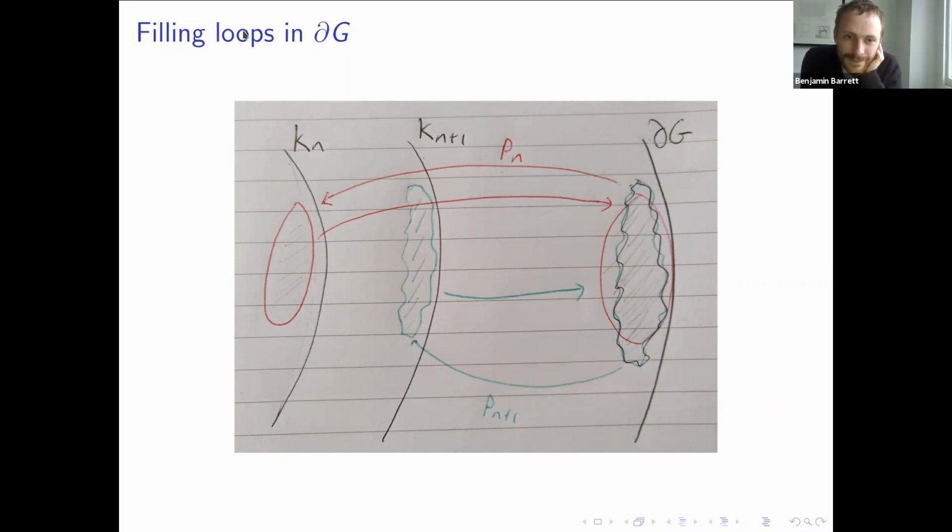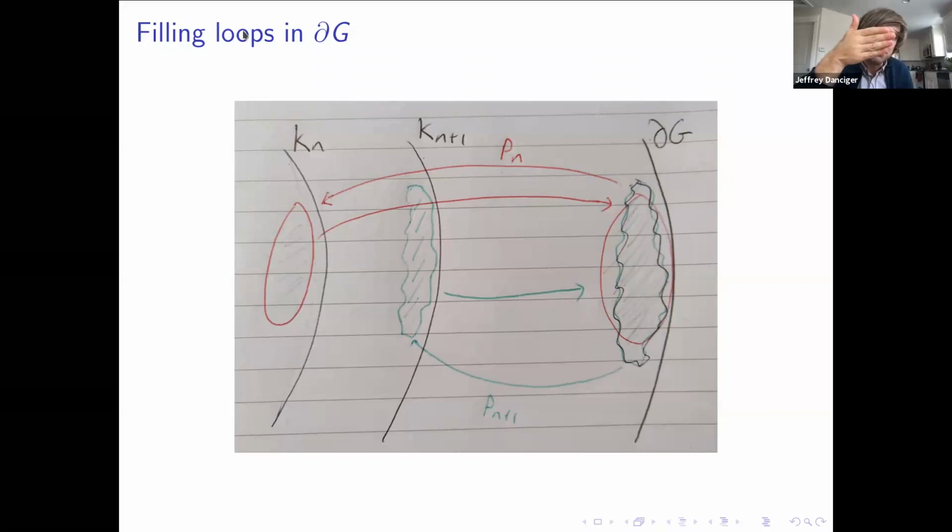For the local simple connectedness, you also need to control the size of the filling because, well, that's the whole point, really. You want local simple connectedness, but it turns out you can do that as well. Okay, so you're using the global simple connectedness to fill the loops in Kn. Yeah. And then somehow you can control the size of that process as you push out towards the boundary all the way.